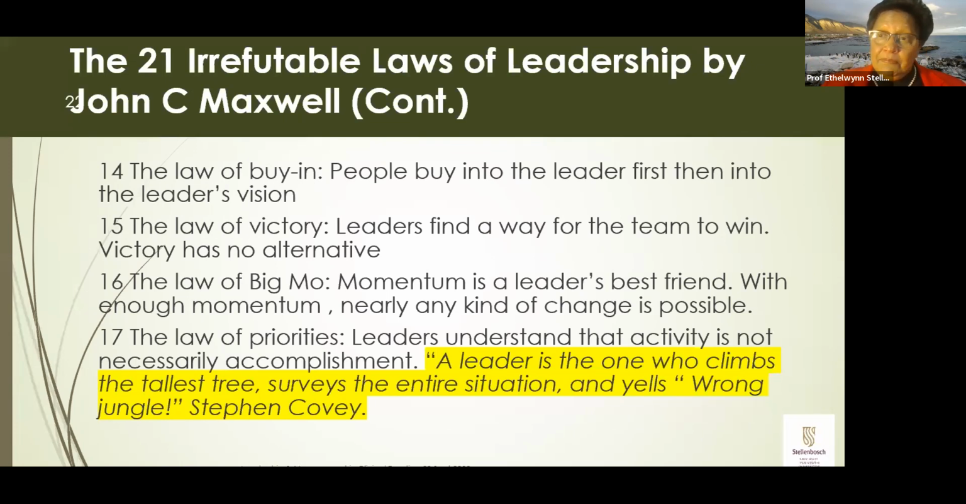So people are probably asking that. First, we have to see: buy into the leader first, then into the leader's vision. Where is he going, toward what?